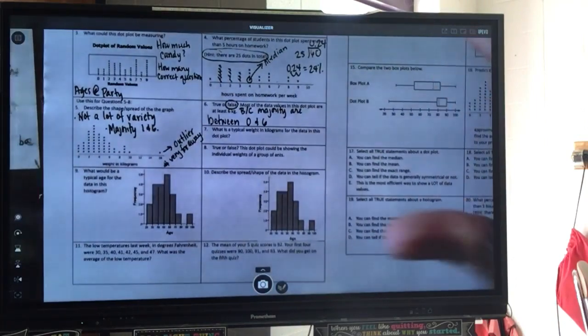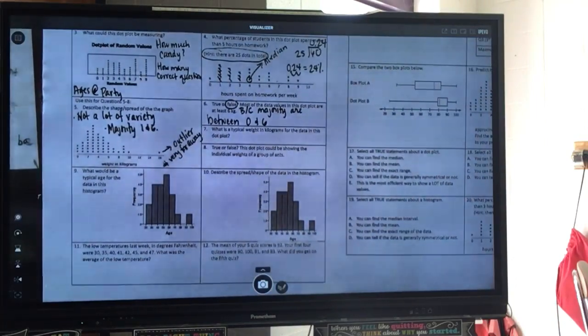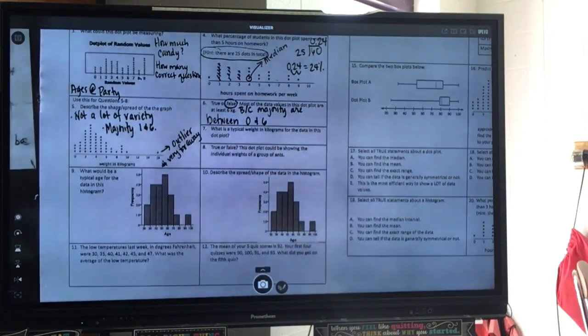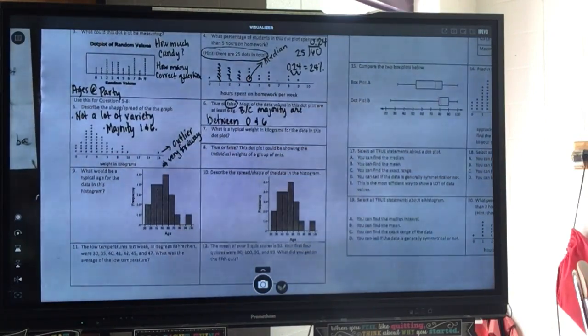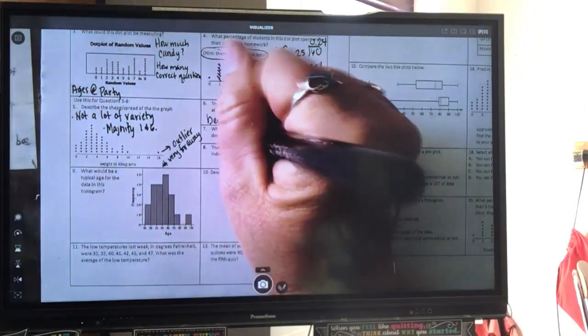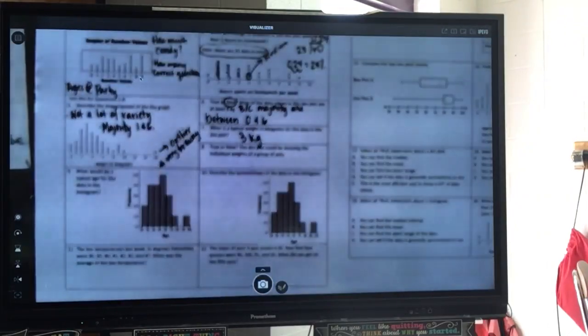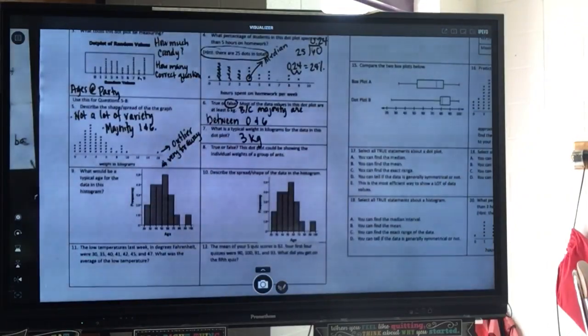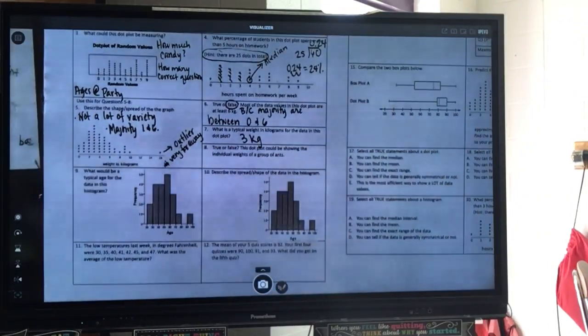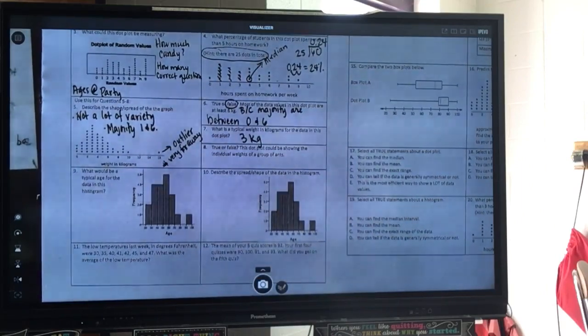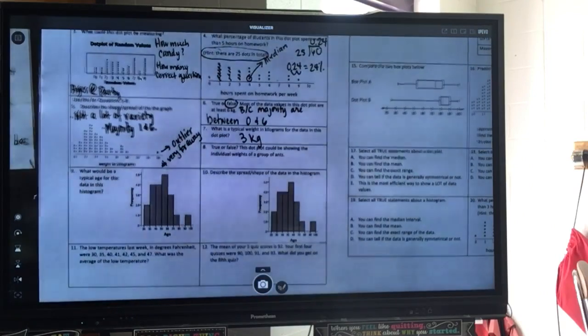All right, what is a typical weight in kilograms for the data in the dot plot? Roddy. 3 kilograms. How'd you know that? It has the most dots in it. Right, it's got the most, and the majority of the data that has the most is between 2, 3, and 4, right?